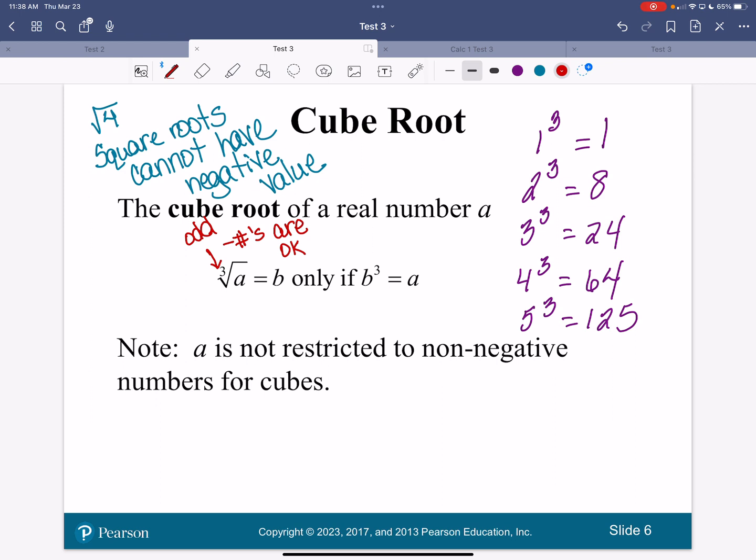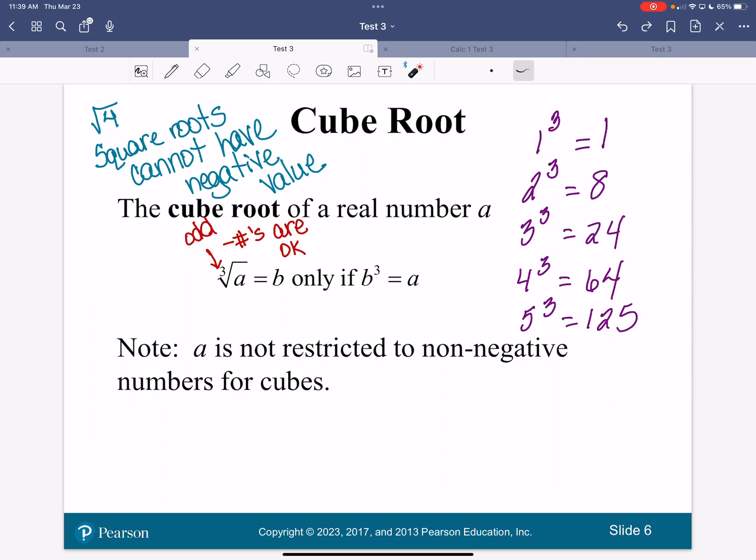So once we hit cube roots and we start talking about odd indexes right here, it is not restricted to non-negative numbers. Okay? So cube roots, fifth roots, all of that is not restricted.